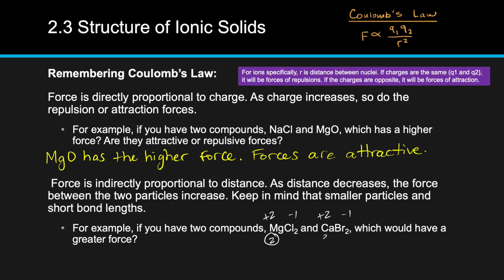So calcium is larger than magnesium, which means if we were looking at the compound with a greater force, we want to look for the smaller ion. And since both of the anions are the same, we're looking at the cation. And since magnesium is a smaller ion, it would have a greater force between the magnesium and the chlorines. So your answer here would be MgCl2.